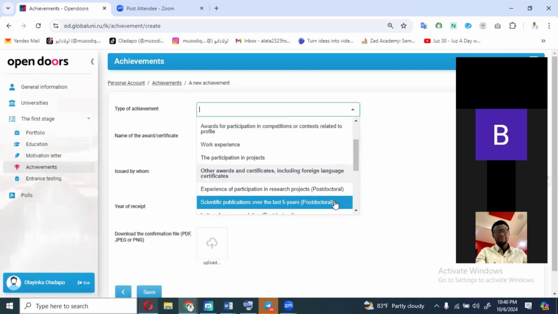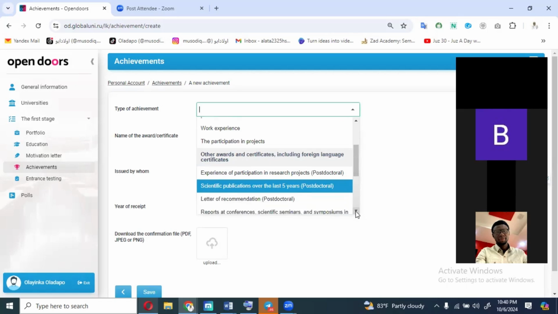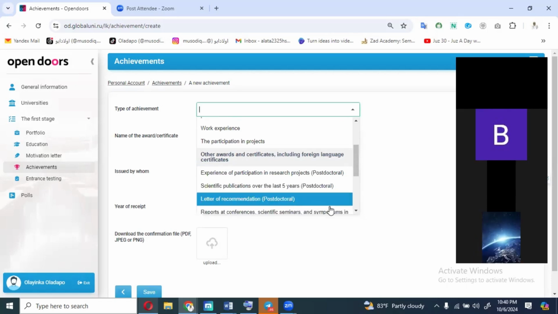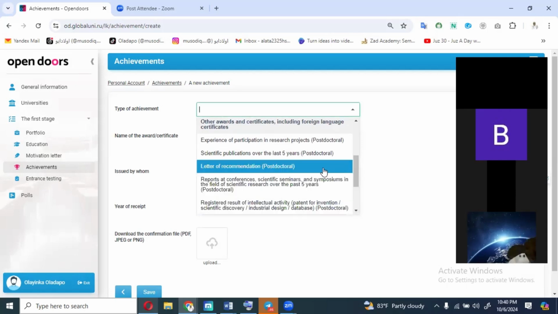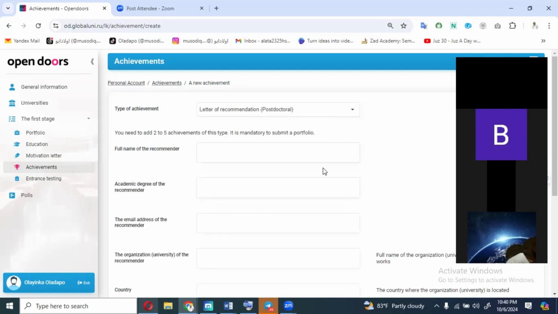experience of participation in postdoctoral. Okay, this is for those who are applying for postdoctoral, scientific publications for postdoctoral. Letter of recommendation is for postdoctoral, but I want you to do a trick. In this letter of recommendation, because it is a new system, if you have any letter of recommendation at all, fill it in. At least 2 or 1.